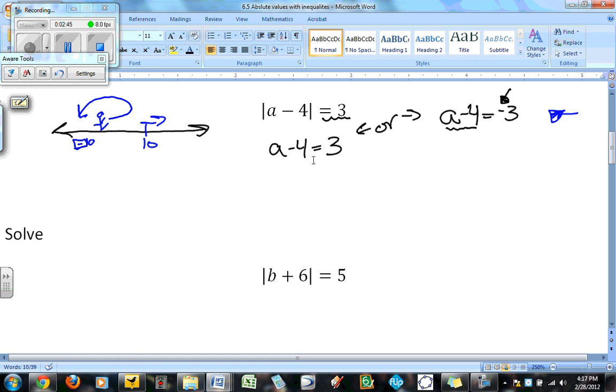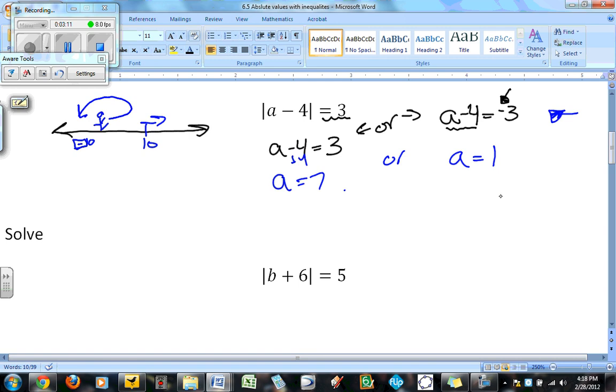So we need to solve two cases here, and again, we're just going to get A by itself. We add 4, so A equals 7, or A equals 1. And in both cases, this works. If I plug in 1 minus 4, that's negative 3, and the absolute value of negative 3 is 3. 7 minus 4 is 3, and the absolute value of 3 is 3.